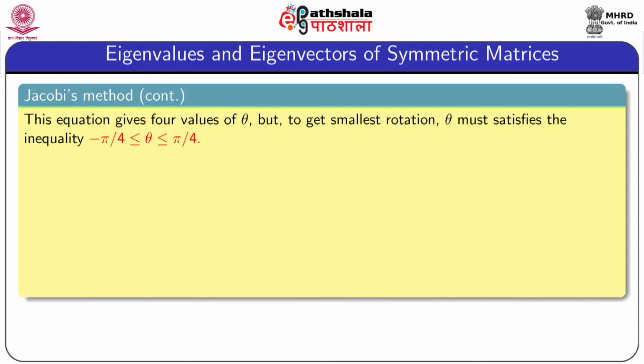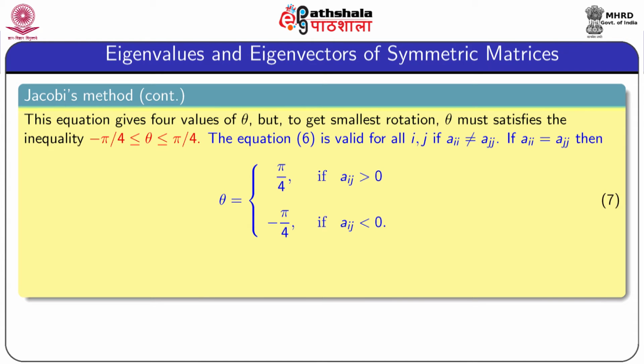This equation gives 4 values of theta, but to get the smallest rotation, theta must satisfy the inequality, that means theta should lie between minus pi by 4 to plus pi by 4. From equation 6, we can conclude that if aii not equal to ajj, then equation 6 is valid for any arbitrary aii or aij or any other elements of the matrix A.